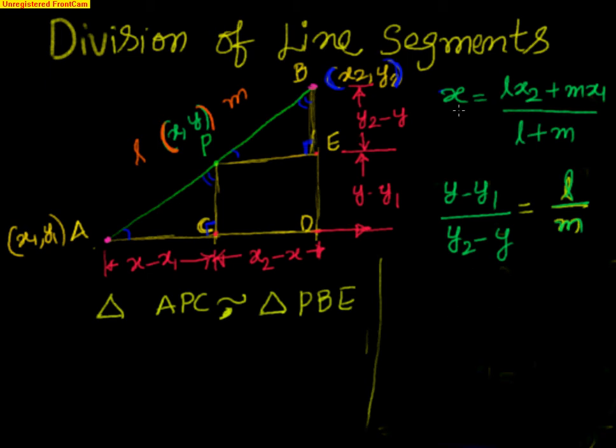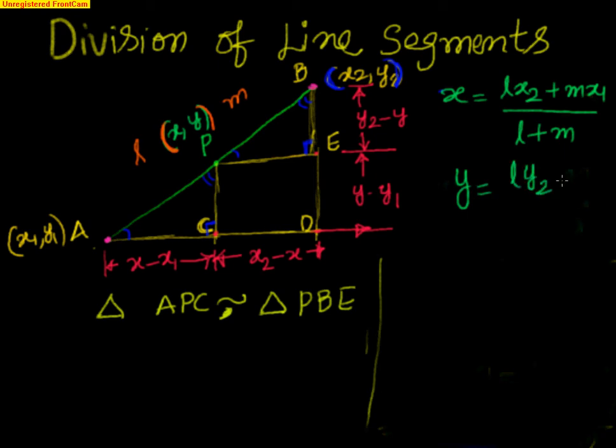You compare it to L by M, and you will see that you will get in a similar fashion y equal to Ly2 plus My1 by L plus M. If you compare this, you can go ahead and do that. I'll just give you the coordinate. You can go ahead and do that. It will simplify to this point: y equal to Ly2 plus My1 by L plus M.